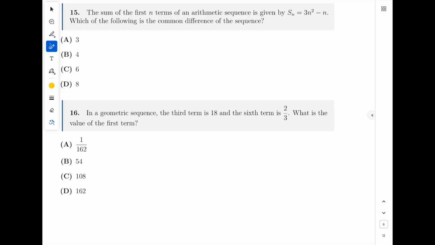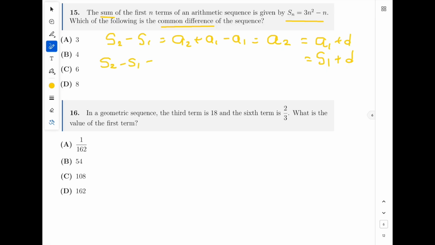So question 15, we have an arithmetic progression. The sum is given by this expression and we have to find the common difference. Now if you notice here, S2, which is the sum of the first two terms, minus S1 is essentially A2 plus A1 minus A1, which is equal to A2. But A2 is A1 plus D and A1 is just S1. So this is S1 plus D. So finally we have S2 minus S1 is equal to S1 plus D.